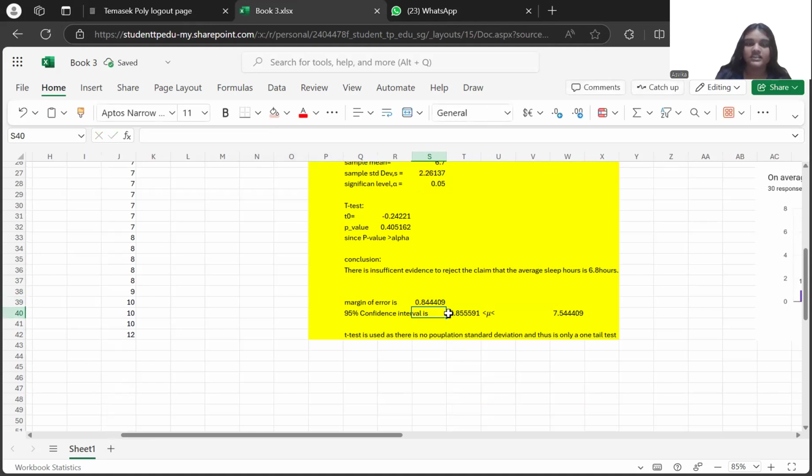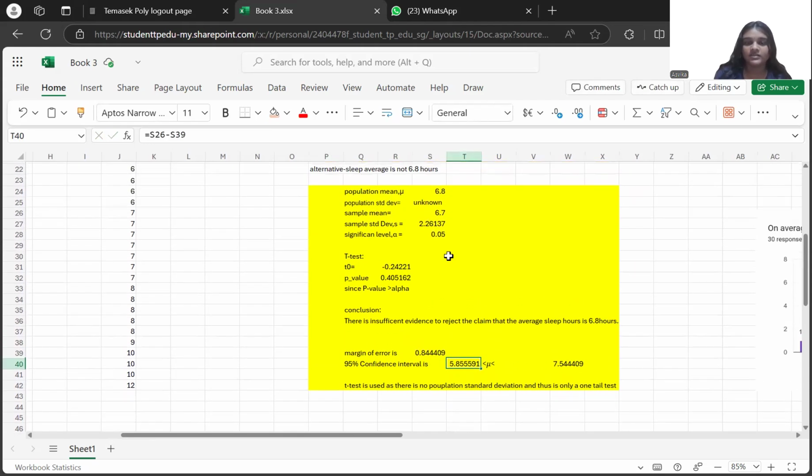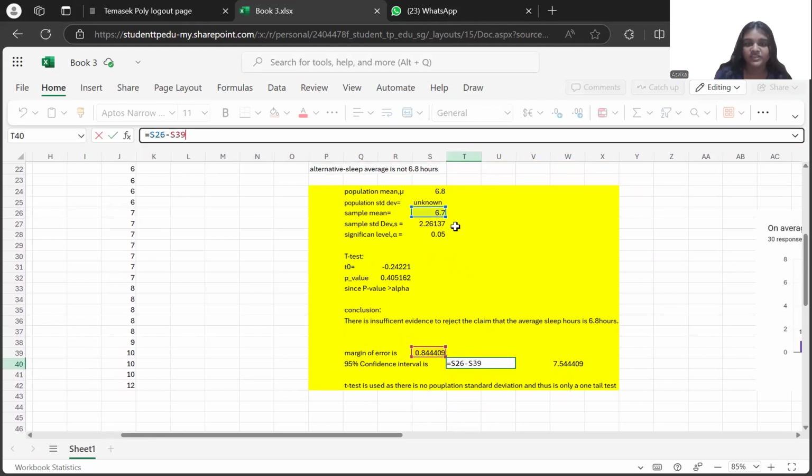Next is the 95% confidence interval. We can calculate it by taking the sample mean minus the margin of error, and the sample mean plus the margin of error. So I get these two values.